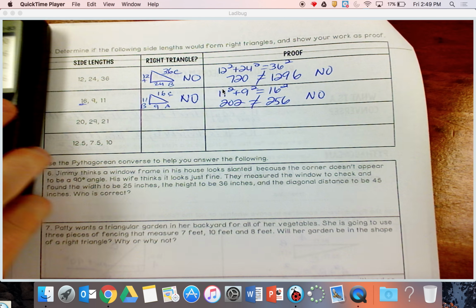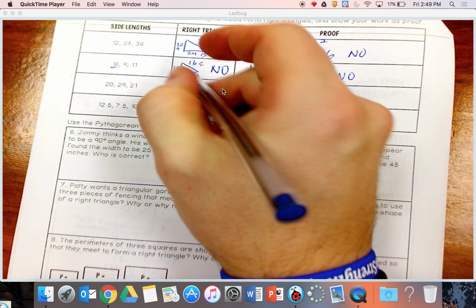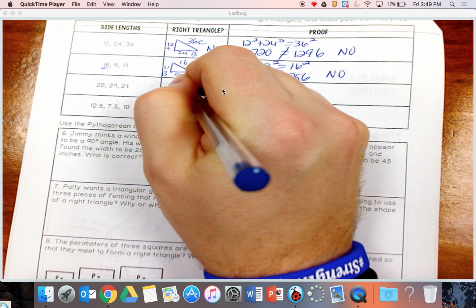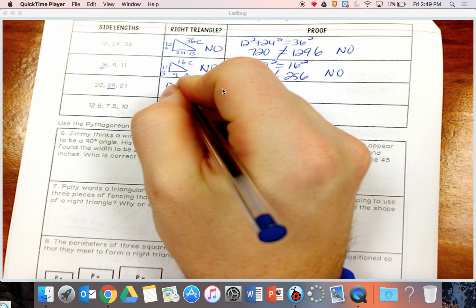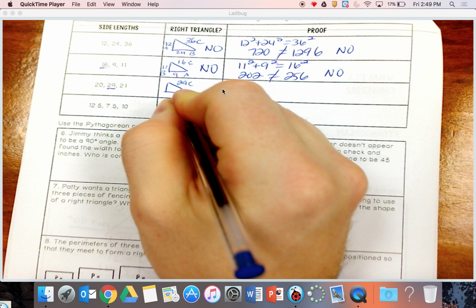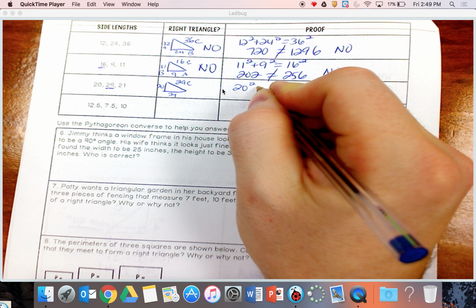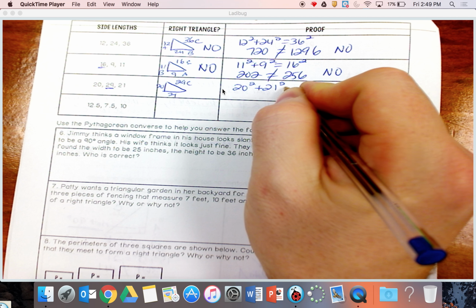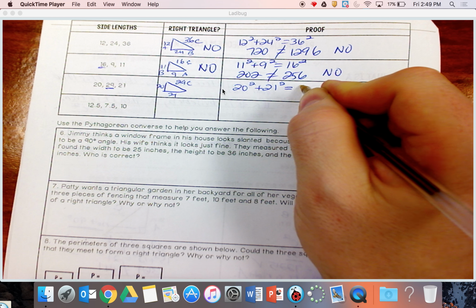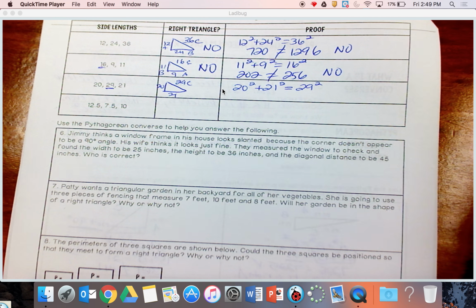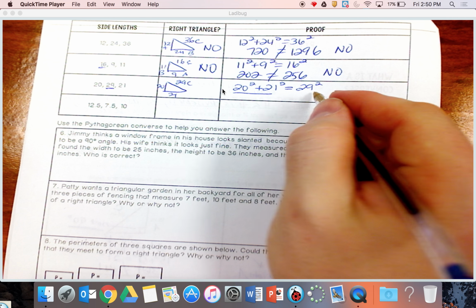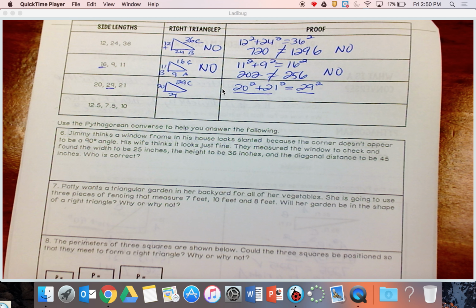Okay? I do the same thing with the other ones. If you need to set it up, there's your right triangle. The longest side is 29, so that's your hypotenuse. 20 and 21. And I just set it up using my converse. It says, hey, if the Pythagorean theorem is working, it's a right triangle.